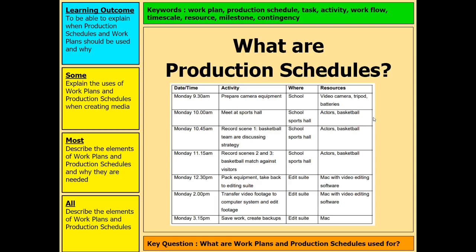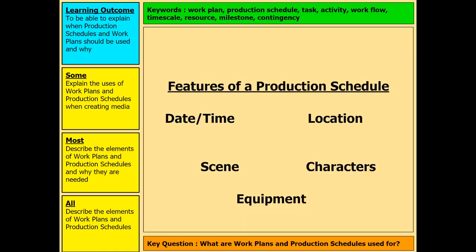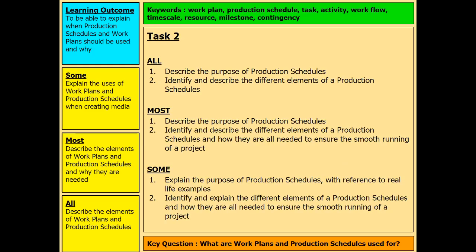We could be talking about how long is it going to take. Is it going to take from 9:30 to 10 o'clock to prepare all the camera equipment? Is it going to take from 10 to 10:45 to meet at the sports hall? So we could go into more depth and more detail with this production schedule. But when you're using a production schedule, we're thinking about dates and times, locations, scenes, characters, equipment. You want to make basically a little guide for what you're going to be doing on the day for when you're shooting your production. So what I want you to do for task 2, again, give the video a pause.